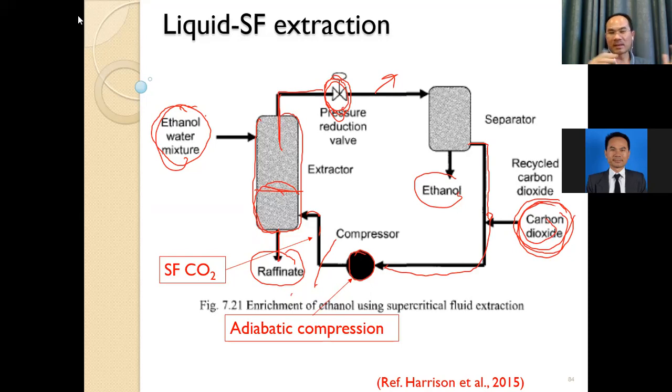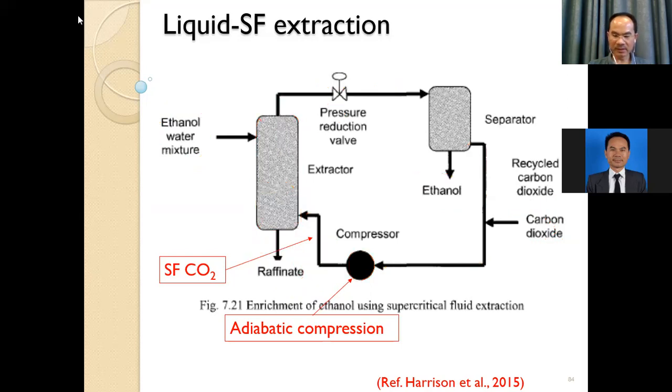The technique for extraction is the same as I talked about. Here we have three components: ethanol, water, and carbon dioxide. Ethanol and water are mixed together initially, and then carbon dioxide is added to this mixture. Ethanol prefers the supercritical carbon dioxide because supercritical carbon dioxide easily dissolves ethanol. Then the ethanol is transferred to the carbon dioxide, and then we can separate ethanol from water.